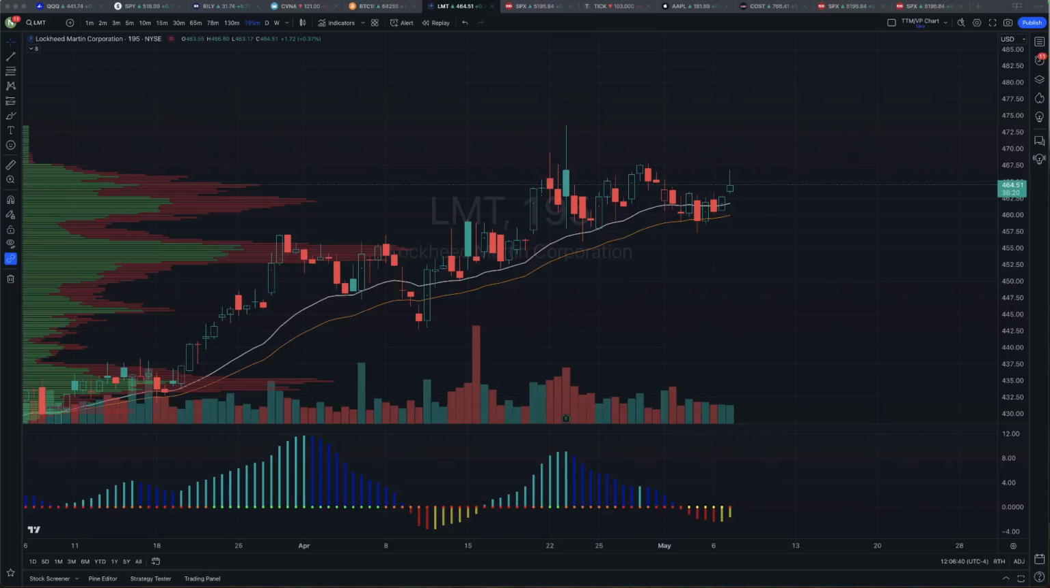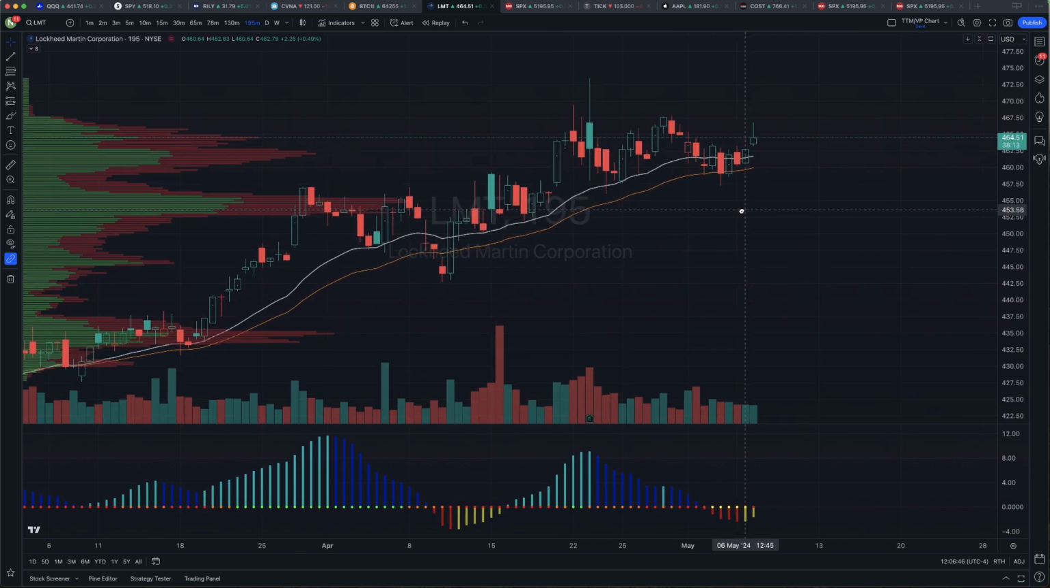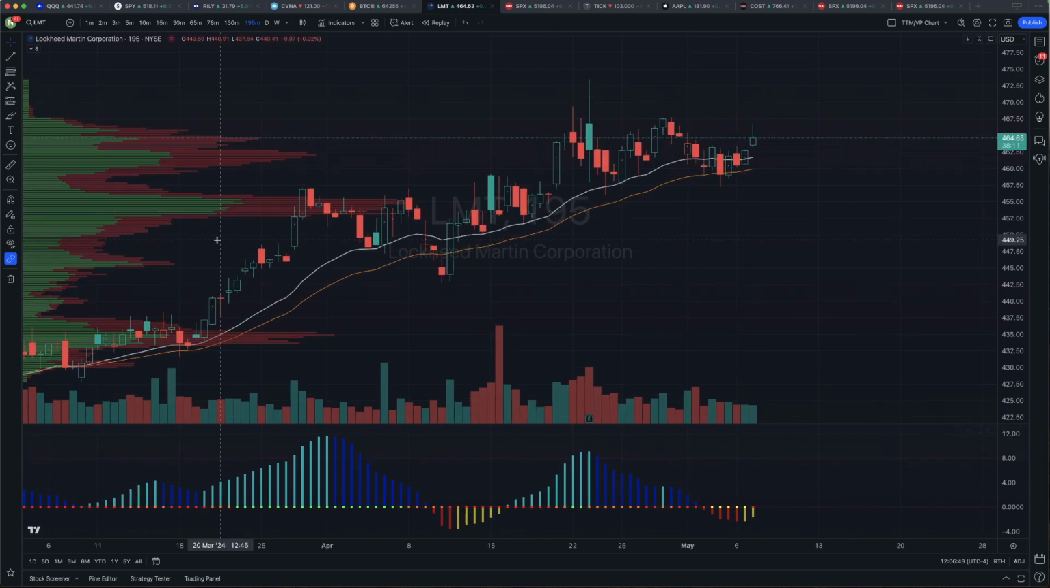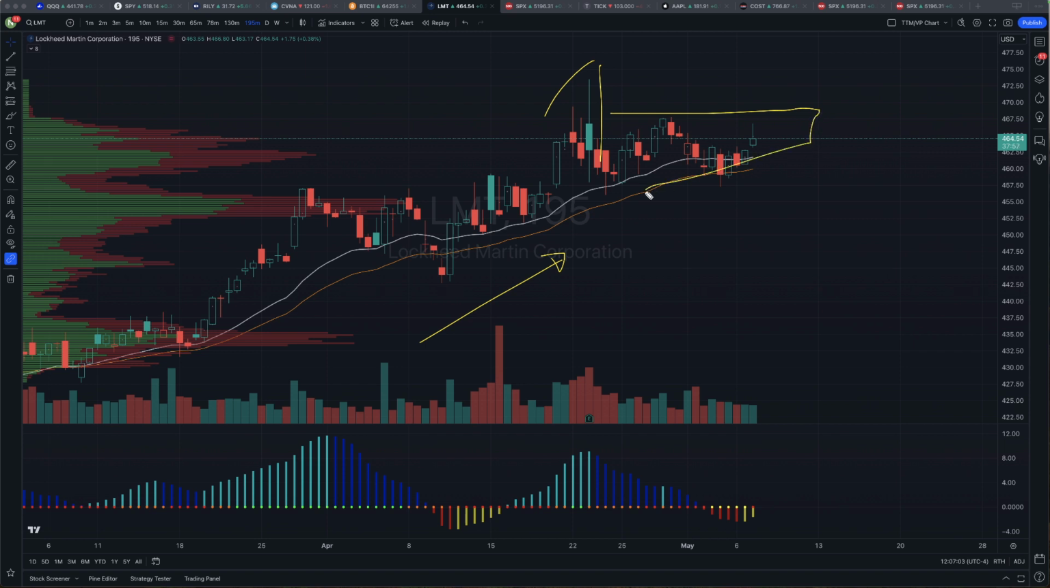It is May 7th, and we're going to do a trade plan on LMT on the 195-minute chart. This is a beauty of a setup. On the 195, we are in an uptrend. We have our spike high, right? Our consolidation around moving averages here.